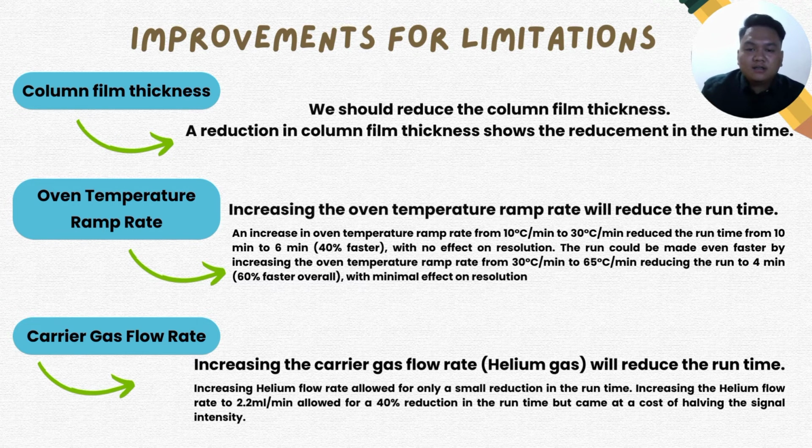We can increase the carrier gas flow rate, which is helium gas, which will also reduce the runtime. Increasing the helium flow rate allowed for only a small reduction in the runtime. Increasing the helium flow rate to 2.2 ml per minute allowed for a 40% reduction in the runtime, but came at a cost of halving the signal intensity.